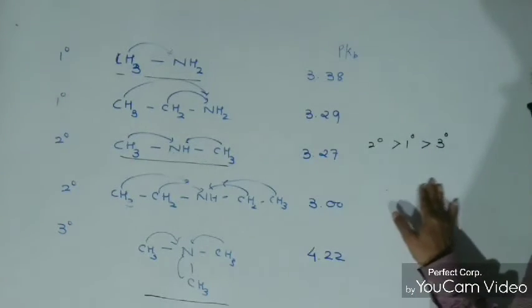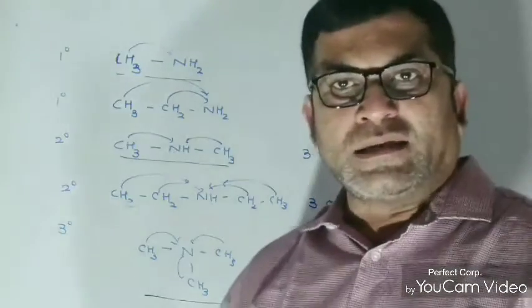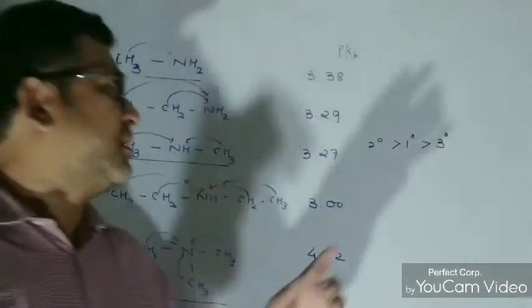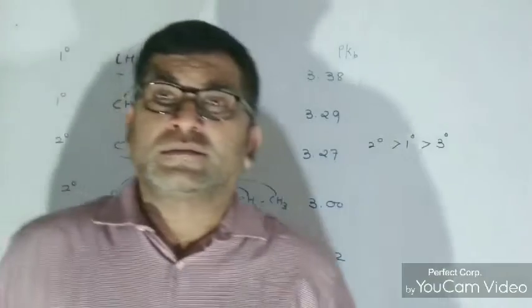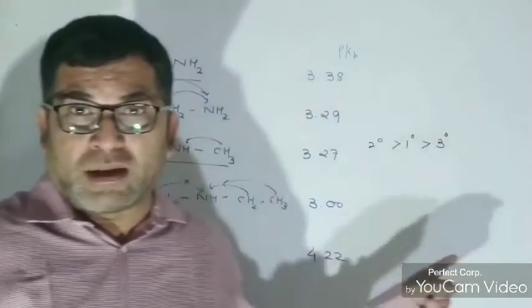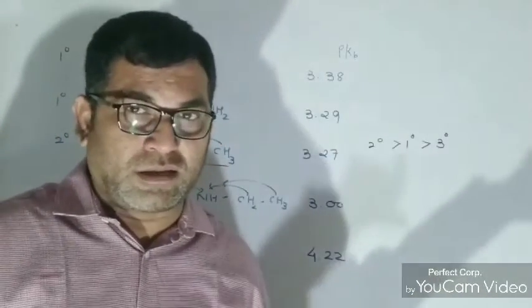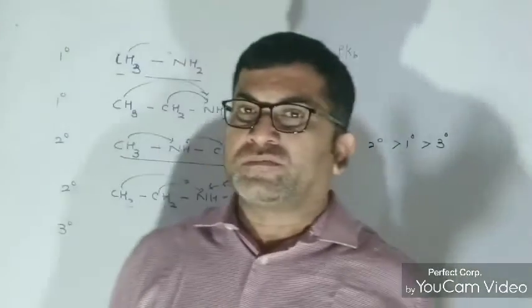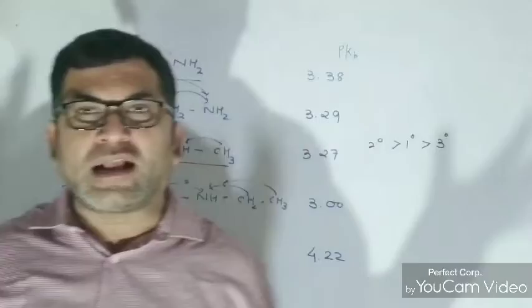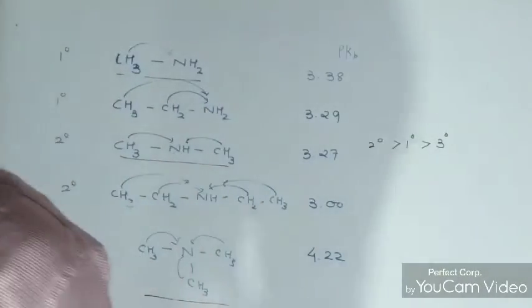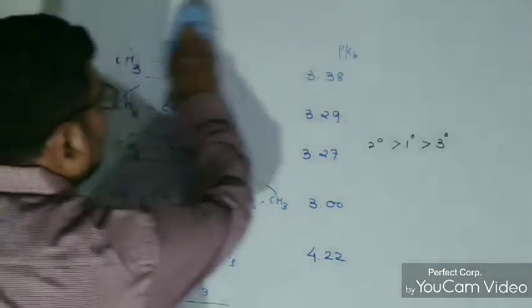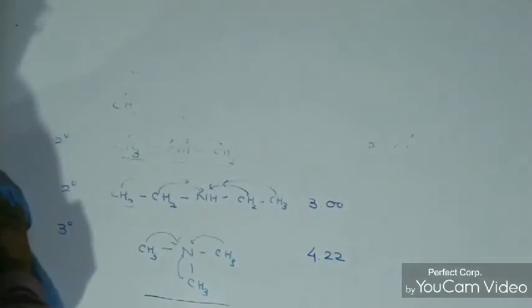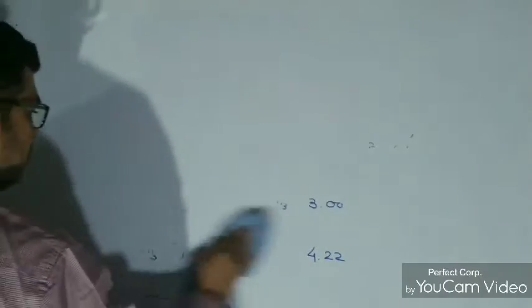The target is this. Secondary has a higher value than primary, and primary has a higher value than tertiary, and this is the order of basicity in primary, secondary, and tertiary amines. Remember, secondary is higher than primary, which is higher than tertiary. This is due to solvation and spatial resistance effect. So I hope you understand this point for alkyl amines and their basicity. Now we will look at the second point, that is aryl amine and its basicity.